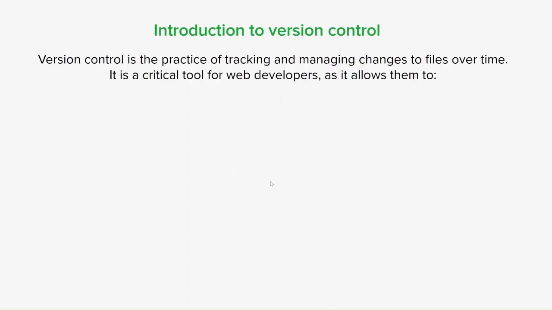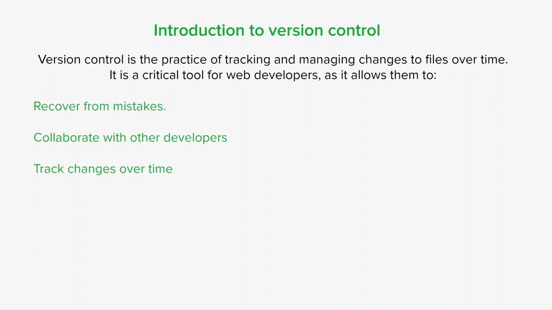So now let's talk about version control. Version control is the practice of tracking and managing changes to files over time. It's really critical for web developers, and it allows them to essentially recover from mistakes. Version control will allow them to revert to a previous version of the code that doesn't have the mistake in it. Version control also makes it easy for multiple developers to work on the same project simultaneously without stepping on each other's toes. And version control also provides a complete history of all the changes made over time to a project, which is really helpful for debugging and can help understand how the project has evolved.